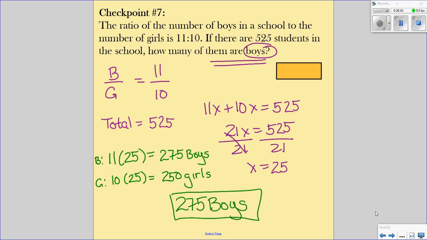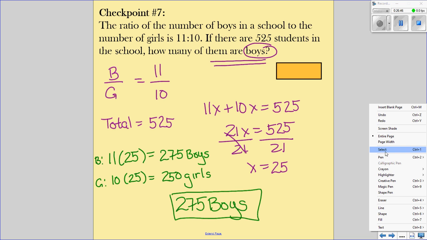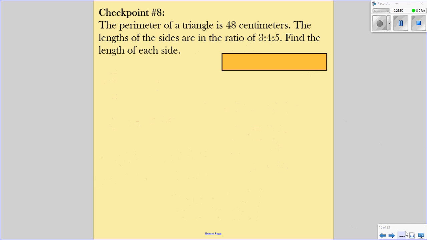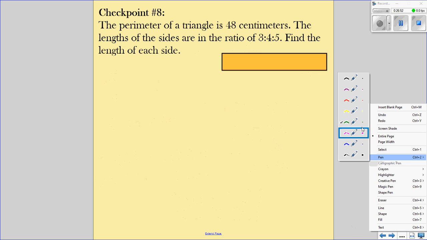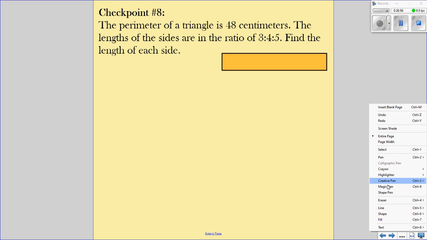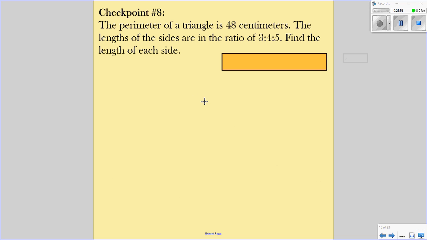Don't give me the girls. If they didn't ask you for the girls, don't give me the girls. Okay, next one. Perimeter of a triangle. Again, if it helps you to draw, do it.